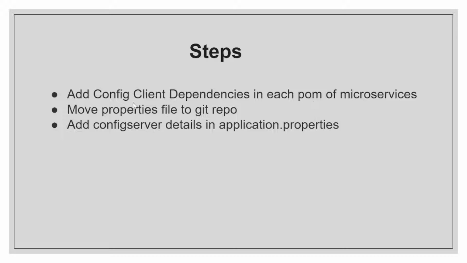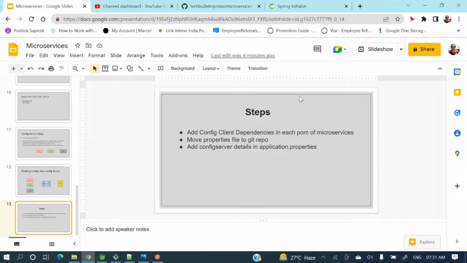Step 1: if you already have microservices, how will we enable them to read config from the config server? First thing, add config client dependencies in each of the microservices. So in pom.xml, we'll add that config client dependency. Let's do it right away.